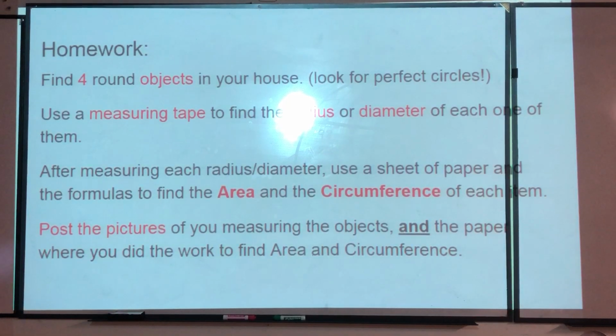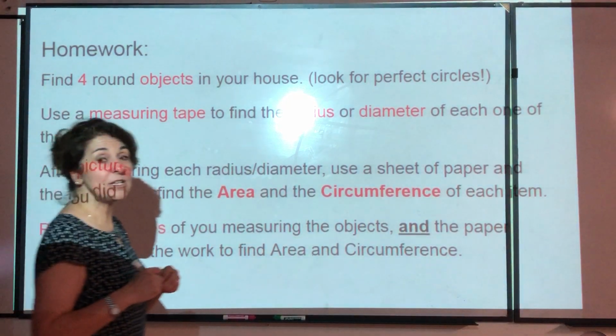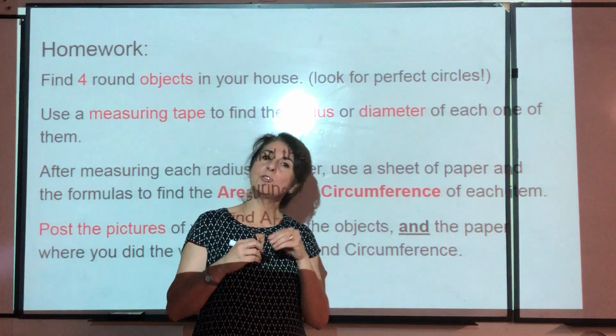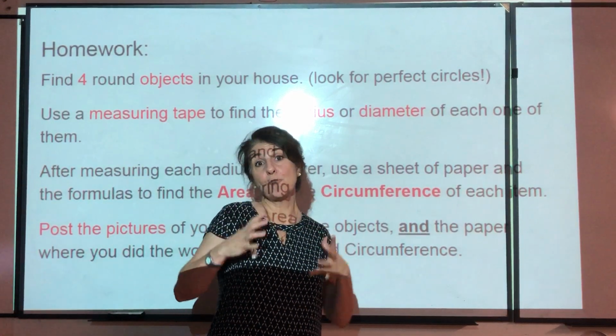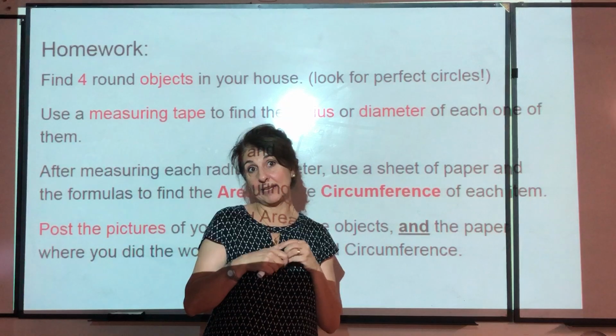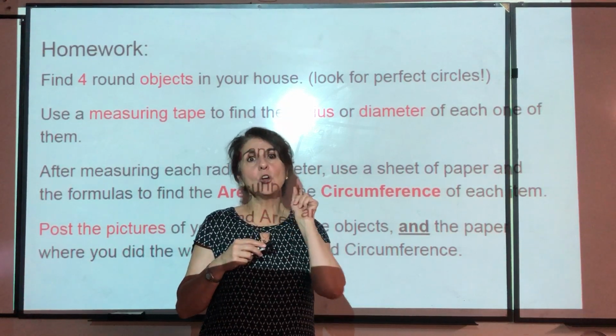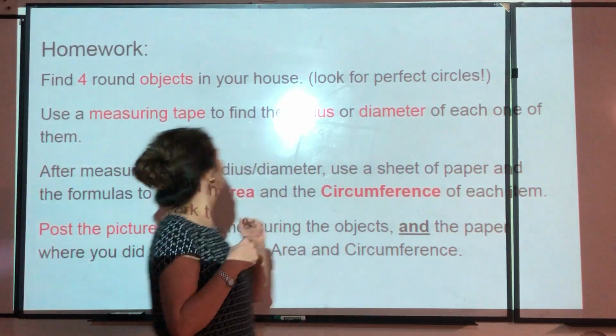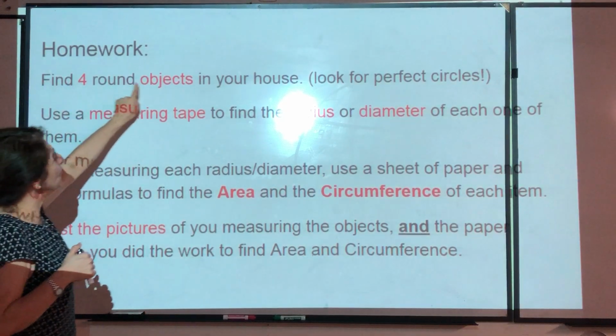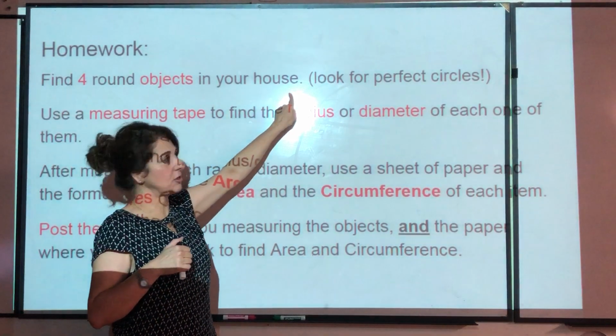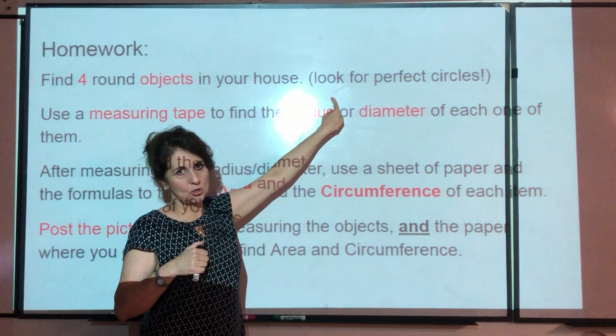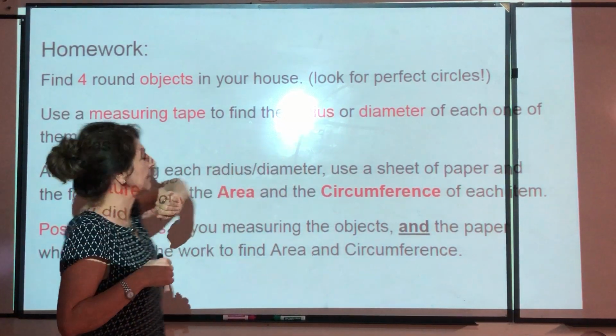So now I have a homework. This is a different homework. You are not going to have to work with any problems from the book or from a paper that I'm giving you. You are going to create your own problems. How? Find 4 round objects in your house. Look for perfect circles, okay? Don't get anything that's bent.